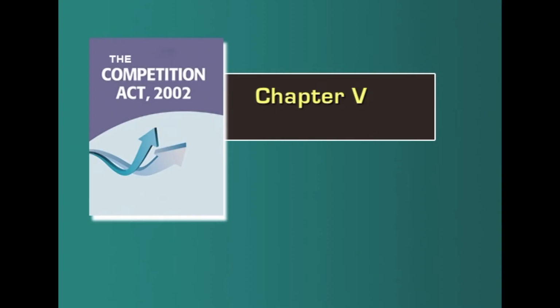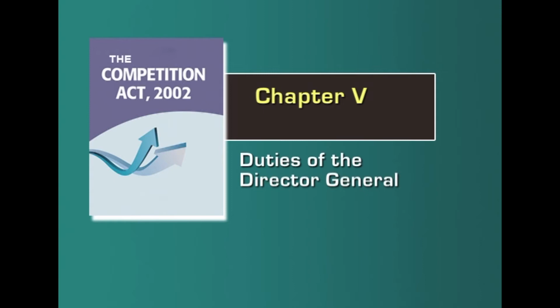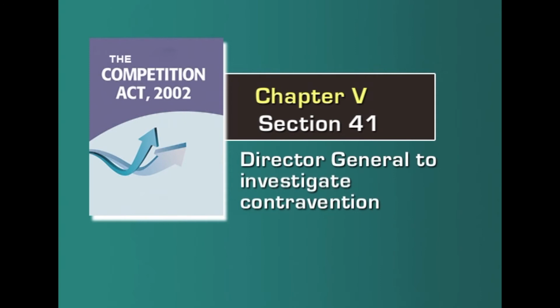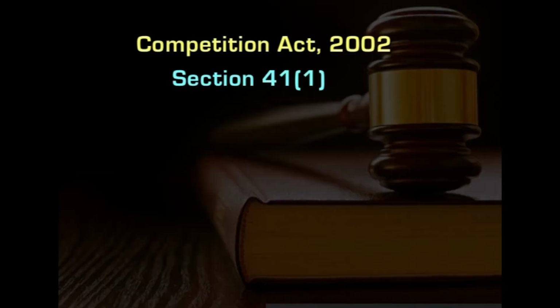With that, we will move on to the next chapter, which talks about duties of the Director General. This chapter has only one section and it only deals with duties of the Director General. Section 41 deals with the Director General to investigate contravention. Let us understand the language of the section.